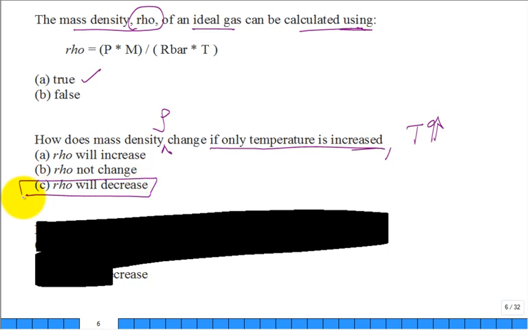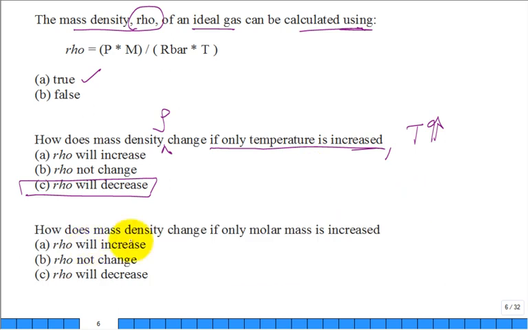It'll go down. This is the concept of hot air is less dense. And buoyancy, hot air rises. Cold air, dense, sinks. All right. How does the mass density, rho, change if only the molar mass is increased? So the molar mass goes up. You're not changing pressure. You're not changing temperature.